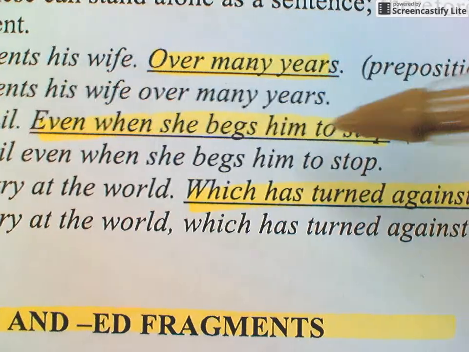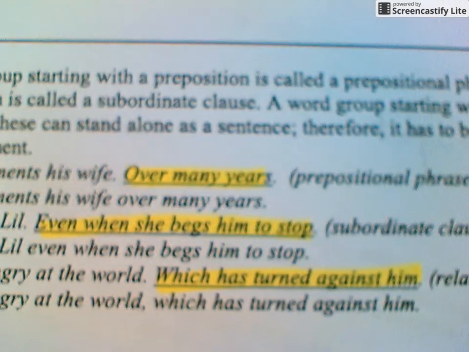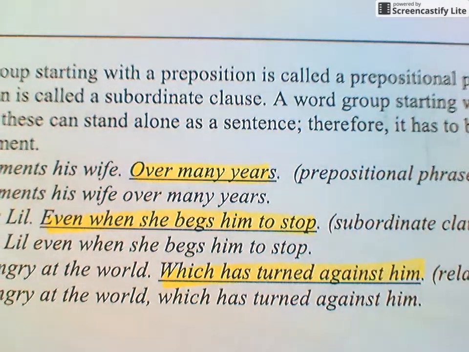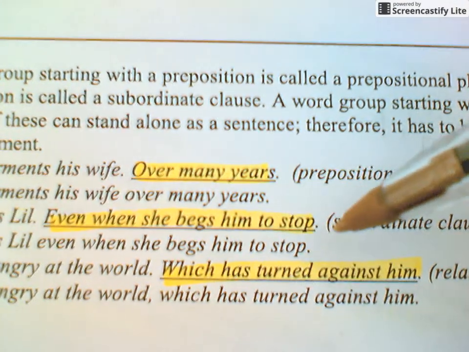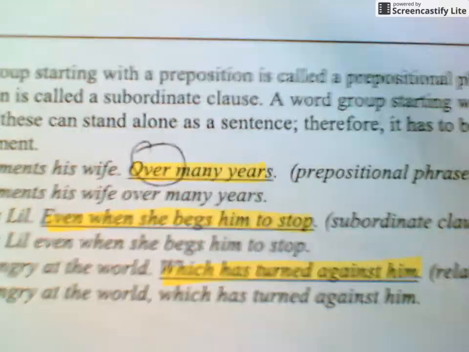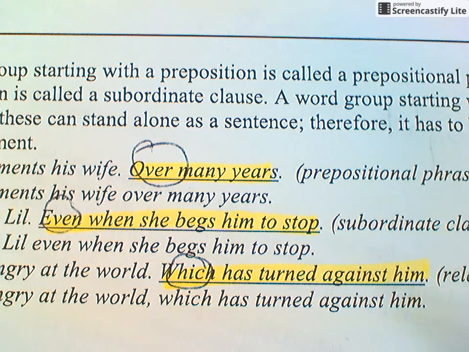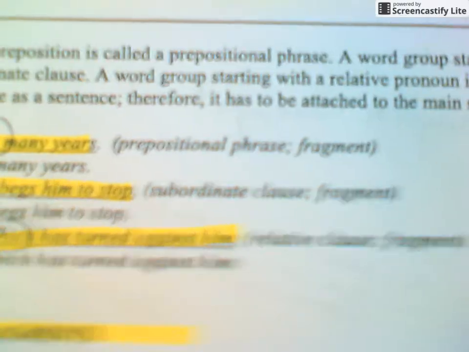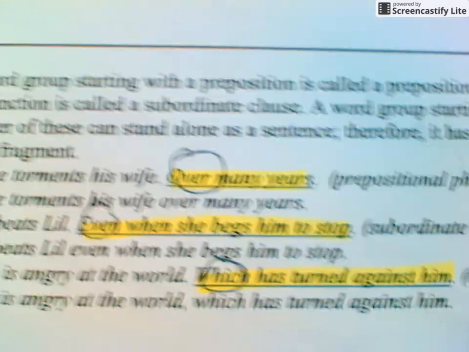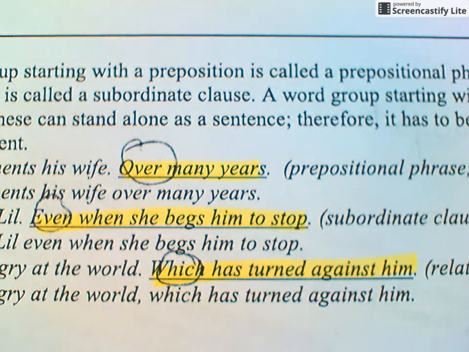So for example, this is not a sentence. Over many years, even when she begs him to stop, or which is turned against him. If you read those sentences, oftentimes if you step back and just ask yourself, did that make sense? Can that stand alone? No. Over many years, what? Even when she begs him to stop. Well, what? We're asking the question because of these dependent words. These words create a desire for the rest of the sentence to make sense. So we have a subordinate clause, and we have some other things, a relative clause and a prepositional phrase. I don't want you to get too locked up in all those names. What I care about more is that you recognize that this cannot stand by itself, okay?